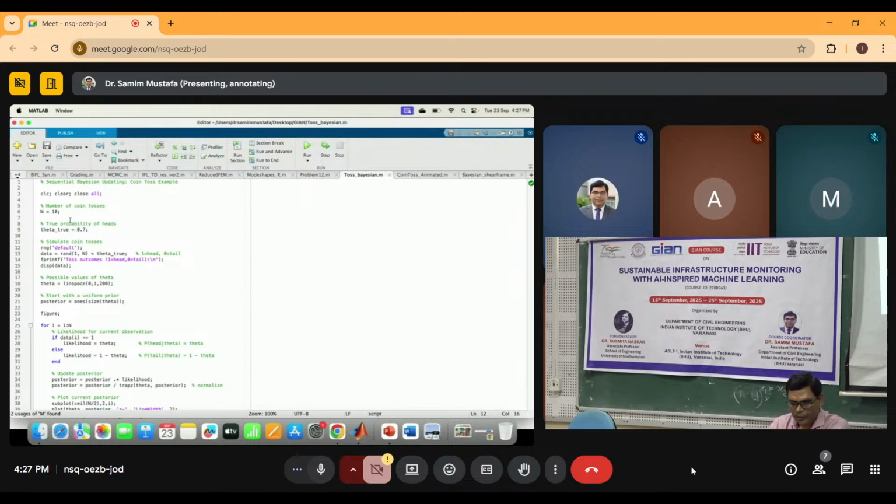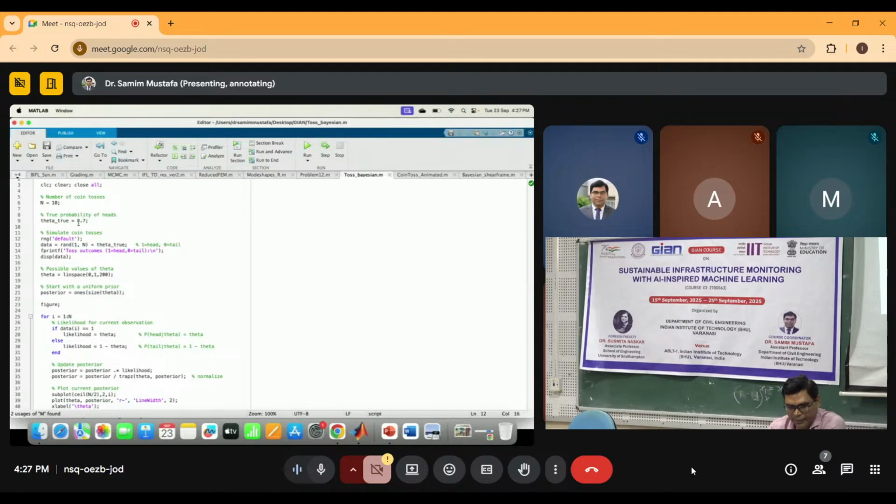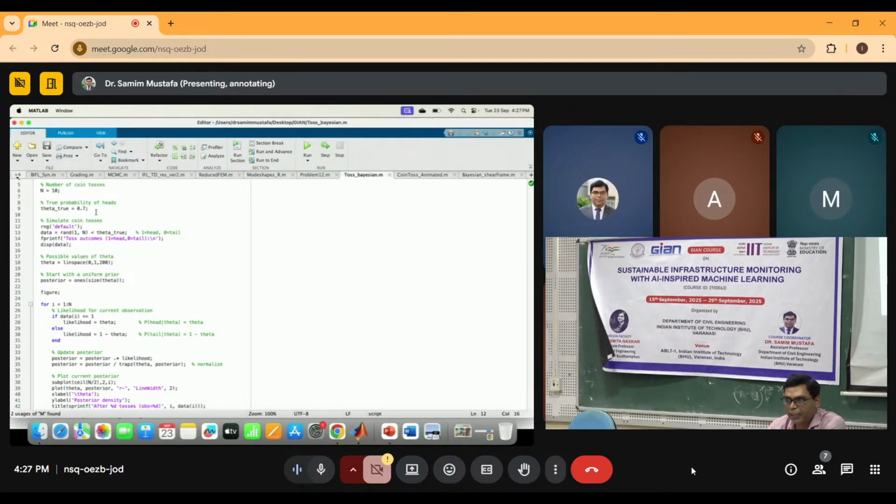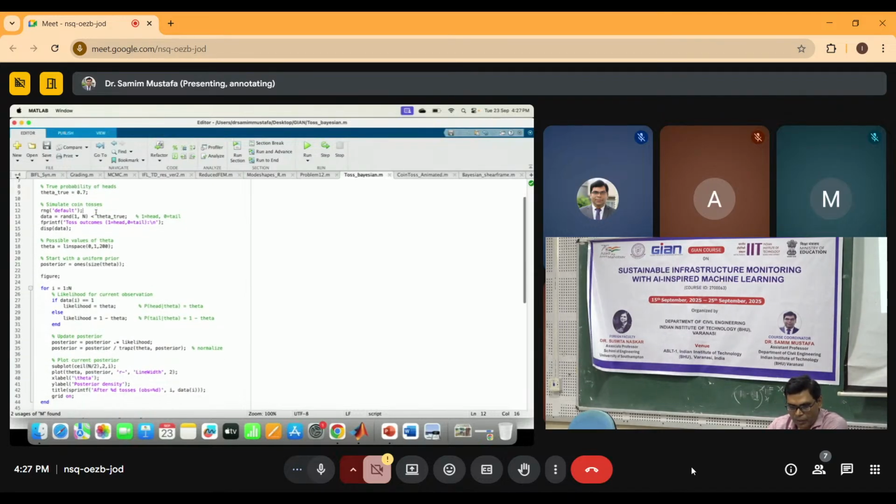See, so n is equal to 10. Is it visible? Okay. Then the true probability of head is 0.7. Then there is a simulate coin toss. So I have given rng default. What is the meaning of that?